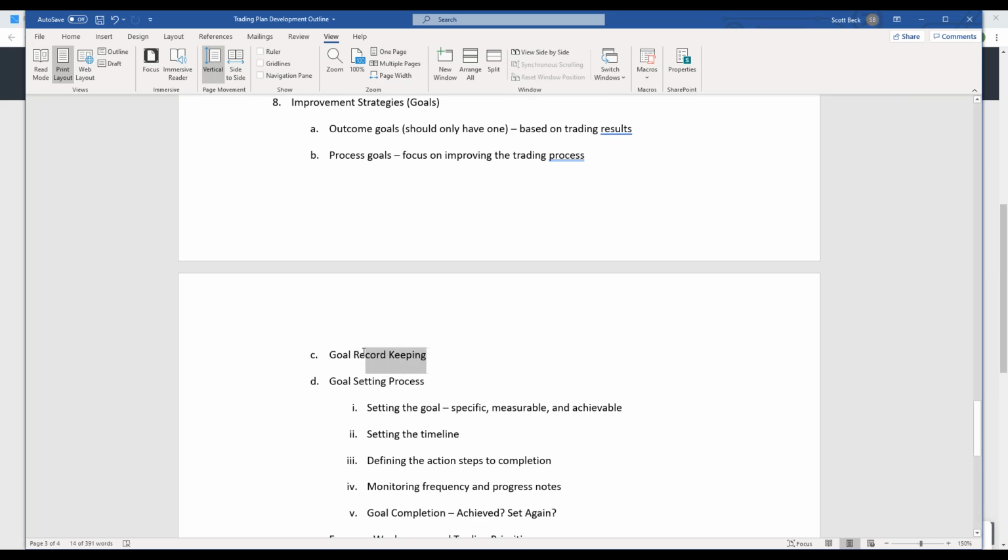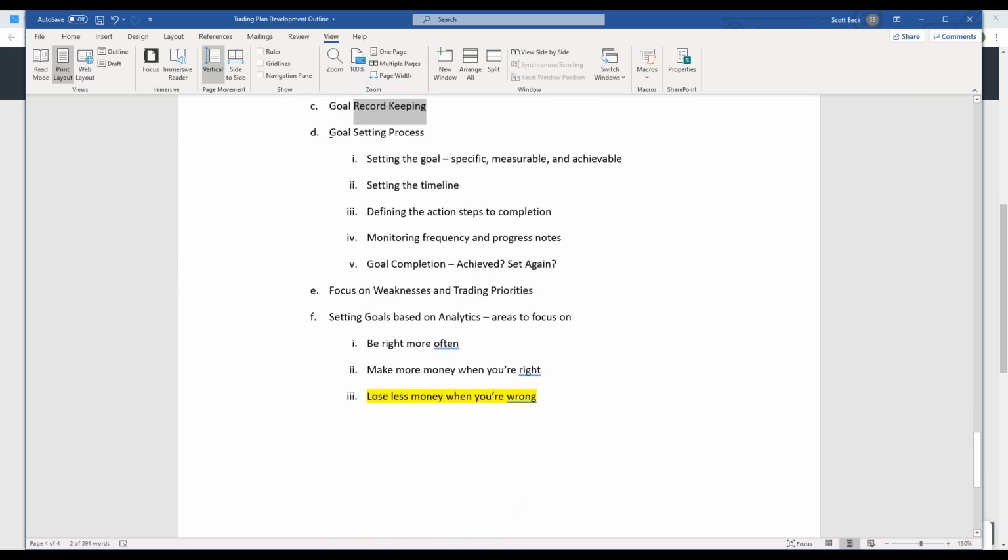Goal record keeping. I do think they should be written, whether you use a Word document, handwrite it in a notebook, a spreadsheet. We want to write down, what date did I set the goal? What was the goal? Here's the setting. Here's the process that we're trying to use.